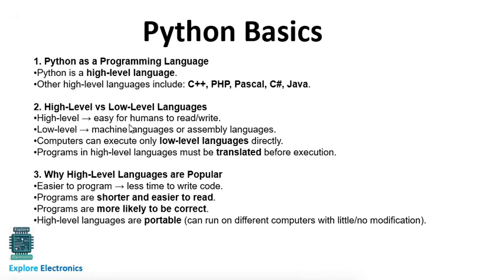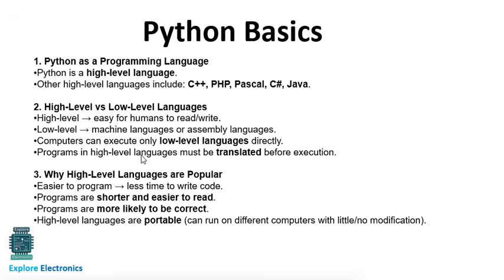High level means, as I told you, it is easy for humans to read or write the code or syntax. Low level means machine language, which is understandable only to the machine, or assembly level language. Low level means machine language or assembly level language, which is understood only by the computer, not by human beings. Got it? Computers can execute only low level languages because a computer is a machine. A machine can understand only machine languages. That's why a computer can execute only low level languages directly.